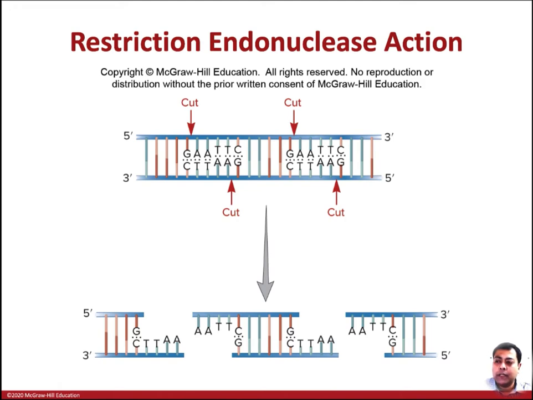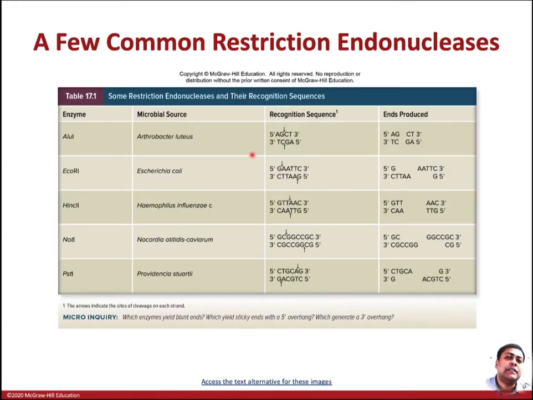So let's take a look at a few common restriction endonucleases. This is the one we were talking about, EcoR1 from E. coli, and it recognizes GAATTC, and it cuts in between the G and A. So you can see that these are the overhangs that are produced. These are called sticky ends because the overhang is going to be sticky and bind, making hydrogen bonds. It's very easy to seal these with DNA ligase.